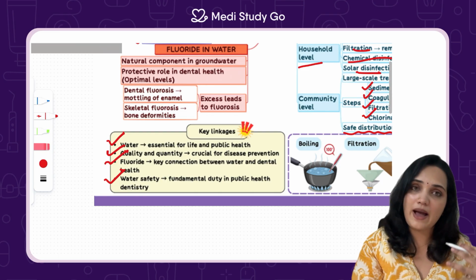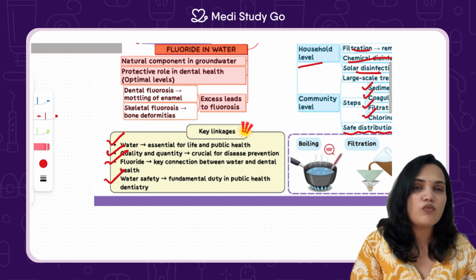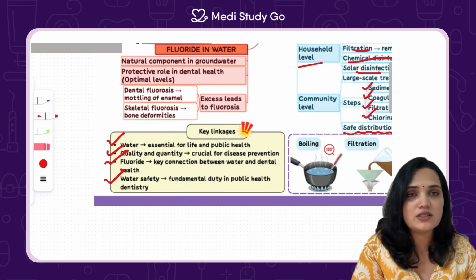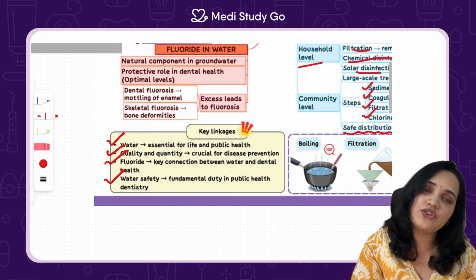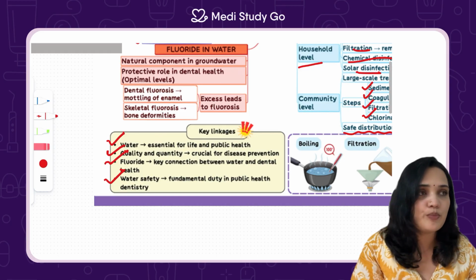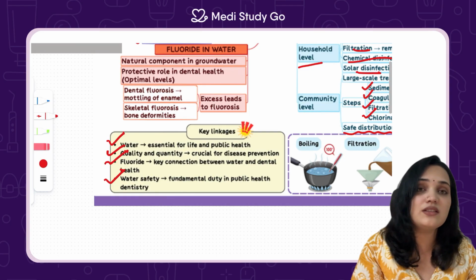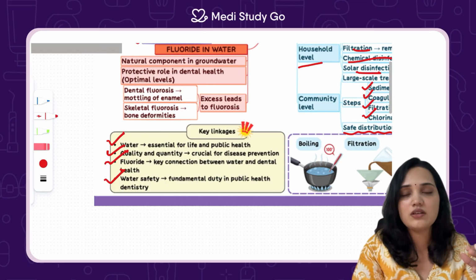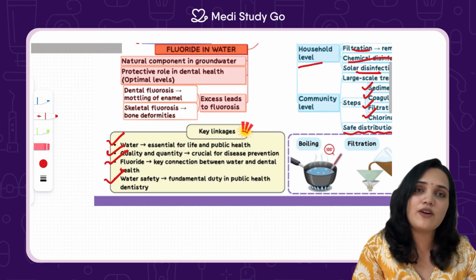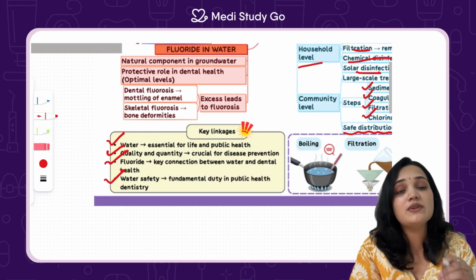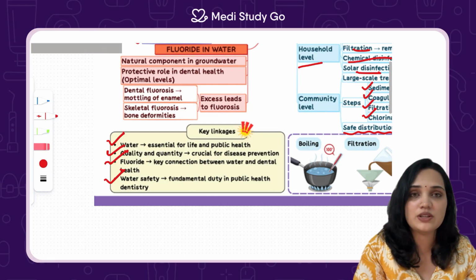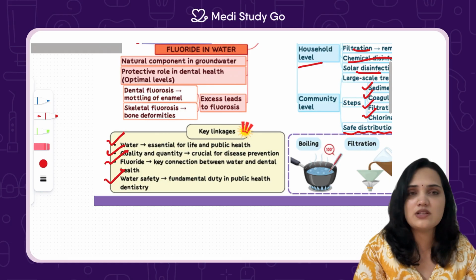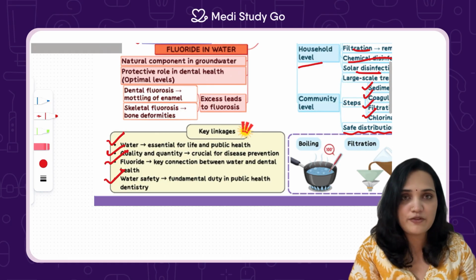Now let's step back and look at the bigger picture. Water is not just a basic human need. It is one of the most important determinants of public health, and safe water really prevents infectious diseases. Proper fluoride levels help prevent dental caries, and therefore the safe supply of water is also the responsibility of public health dentistry. That's why understanding water quality, water purification, and fluoride levels is so important, even in our profession.